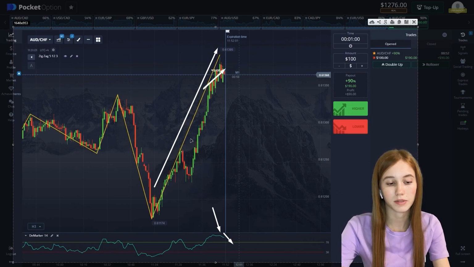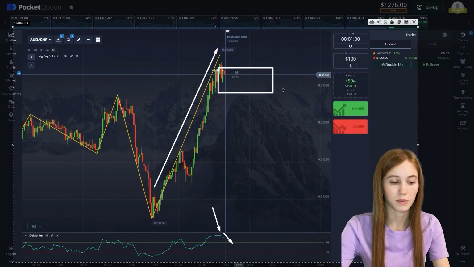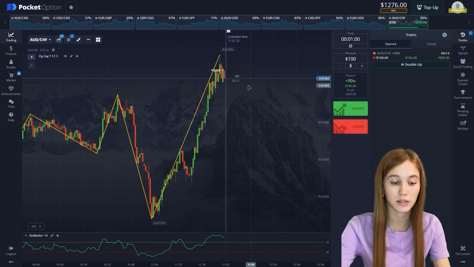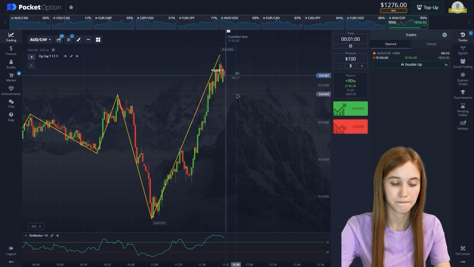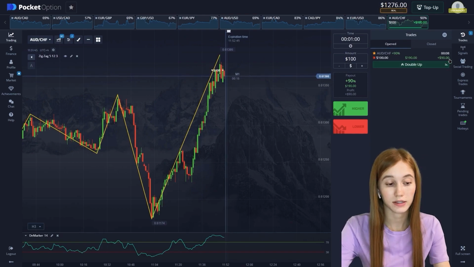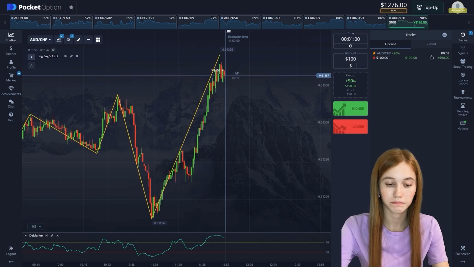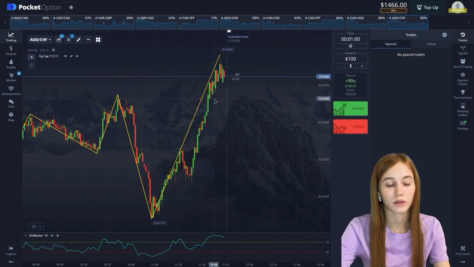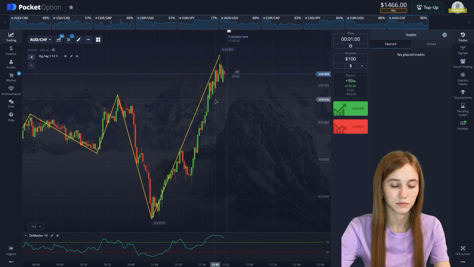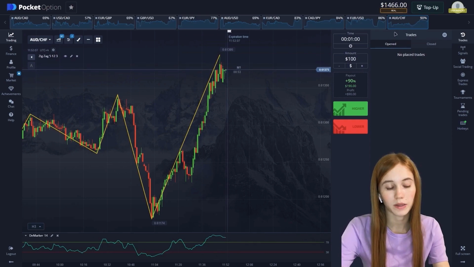Let's see, perhaps now a period of consolidation will begin. That is, the price remains plus or minus at the same level. 8 seconds left. There are 13 seconds left until the end of the candle. Good. Profit is $90. Good. Let's move on.